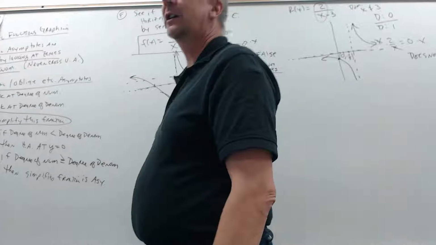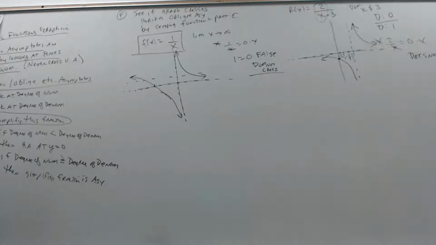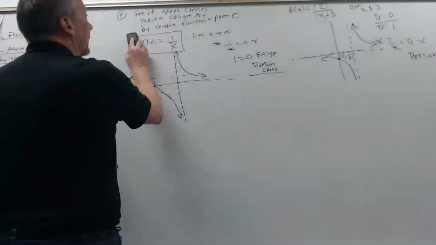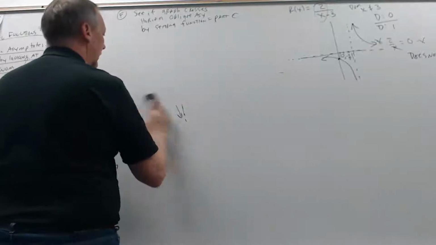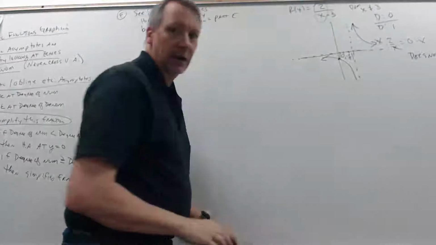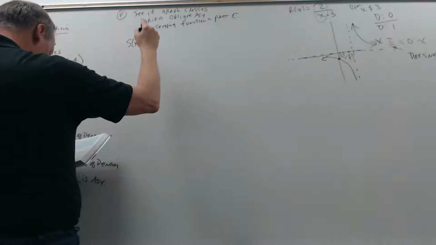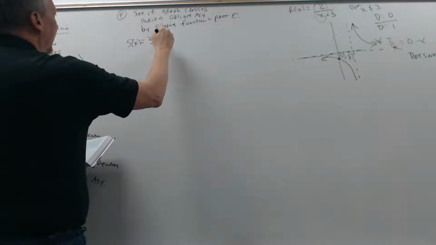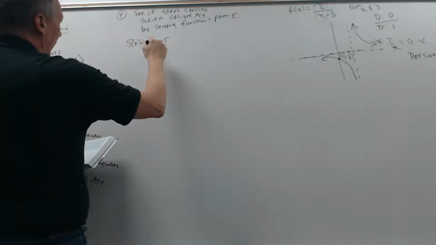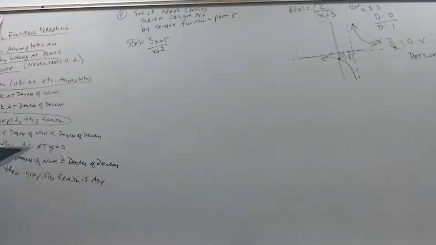I'm going to keep the rules here because I think we want to refer to them often. So I'm going to erase this problem here. Okay. How about, let's do S of x equals 3x plus 5 over x plus 2. Okay? All right, so now let's pick on Christian. I think it's your turn.